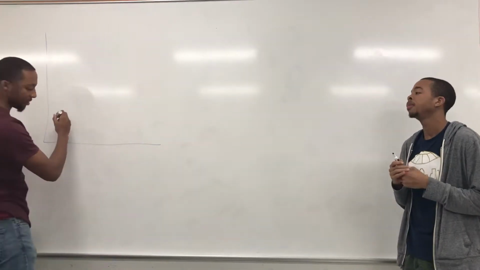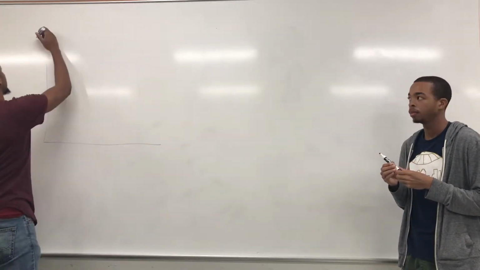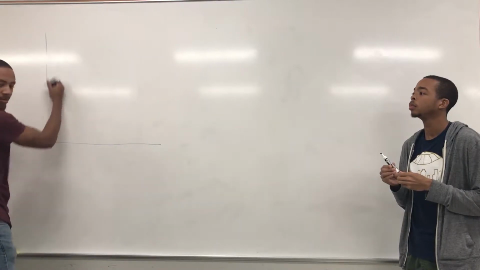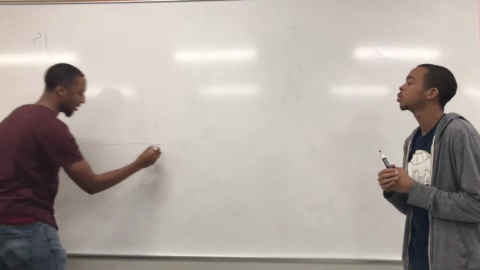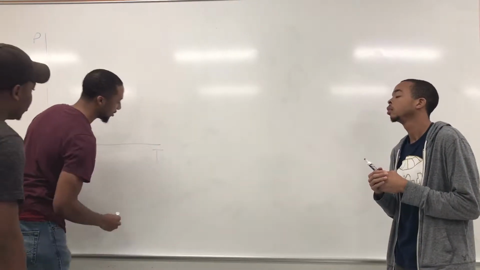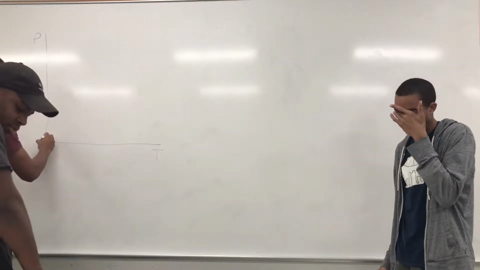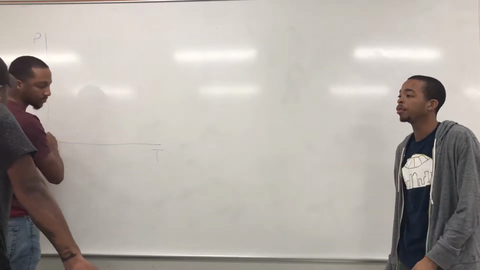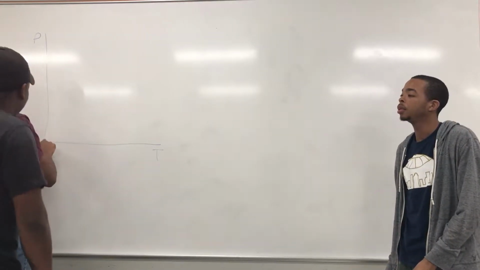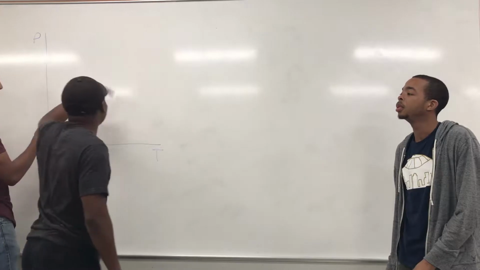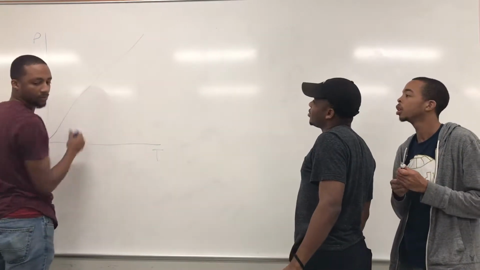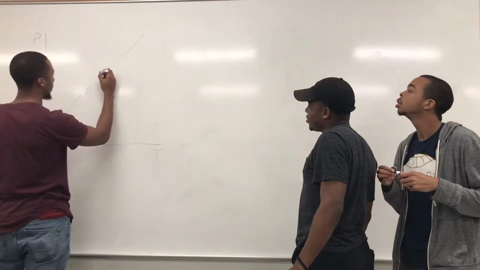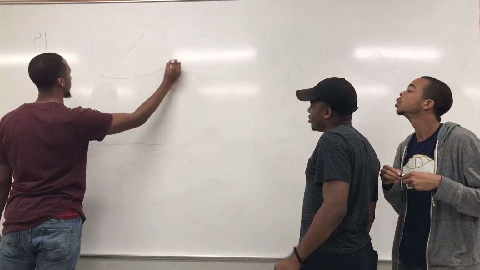First, we have this line, and on this line right here is your pressure, and this line right here is the temperature. So you draw a line that goes through the middle, and then you have another line that goes right here.